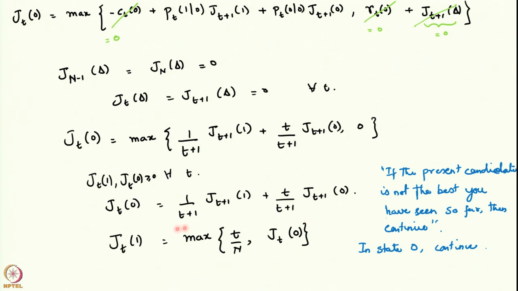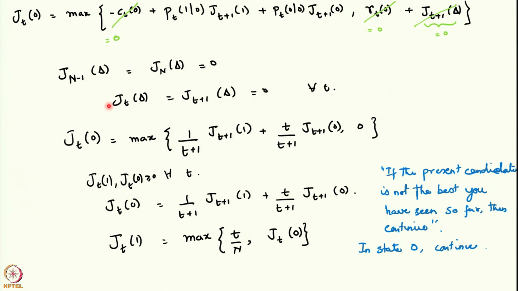which is written here. So, j t of 1 is the max of t by n comma j t of 0. Similarly, j t of 0 is 1 by t plus 1 j t plus 1 of 1 plus t by t plus 1 j t plus 1 of 0. So, j t of 0 had an expression that was given by this here, and that collapsed eventually to give us these two equations. You can see these two equations along with the boundary condition j t of delta equal to 0 for all t, that together gives us a recursion that we need to solve in order to get the value function at each time.